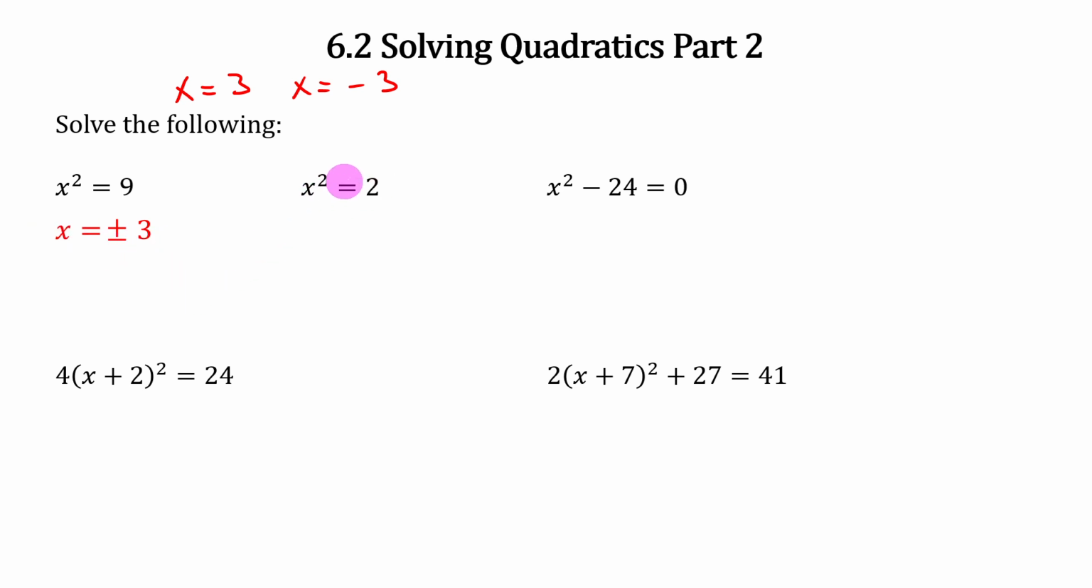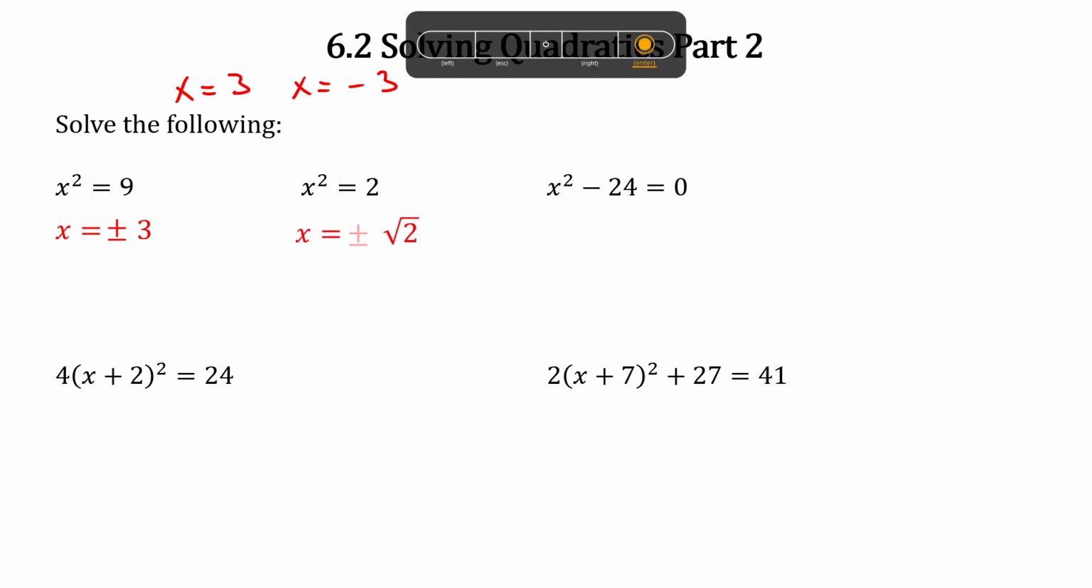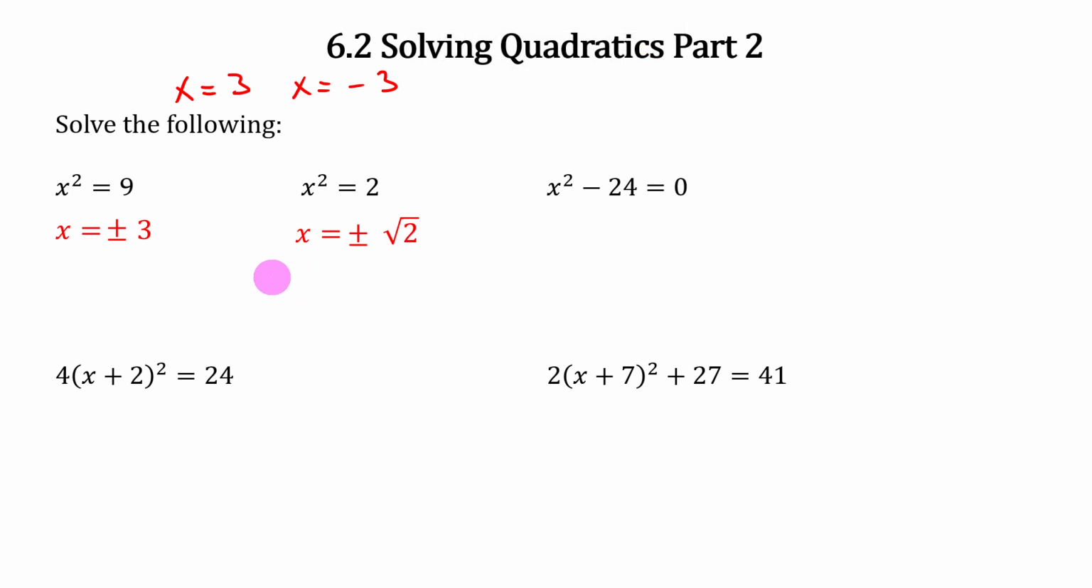So if x squared equaled 2, it's not a perfect square, but we would just take the square root, like we took the square root of 9. So we take the square root of 2, but we need to take the positive and negative. So again, just for the record, your answers are actually x is the negative square root of 2 and x is the positive square root of 2.